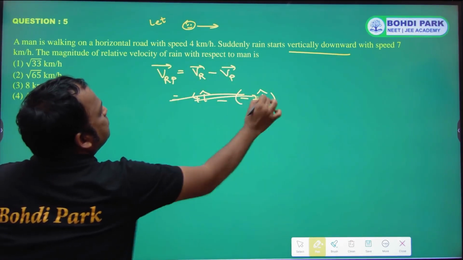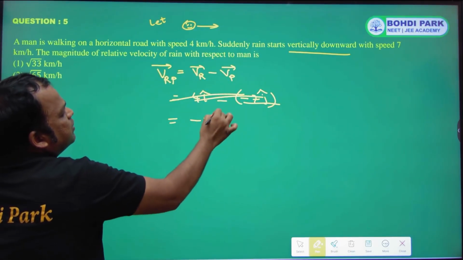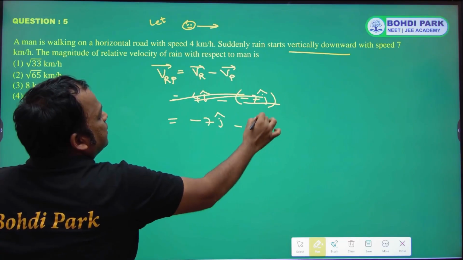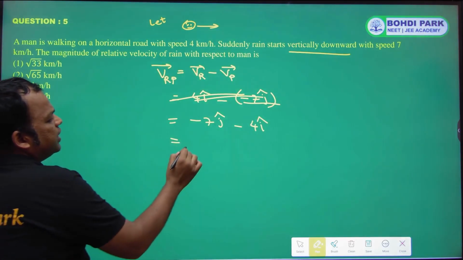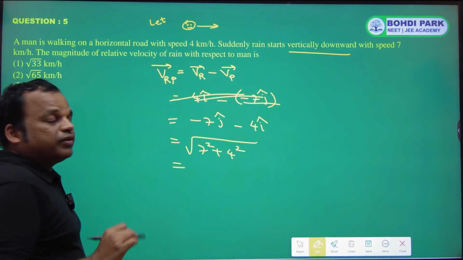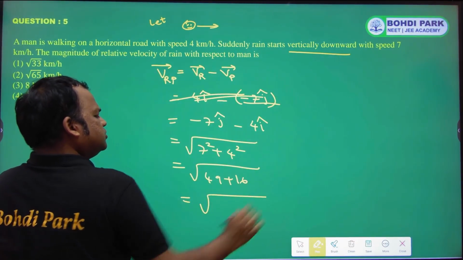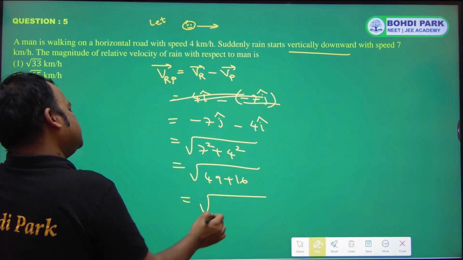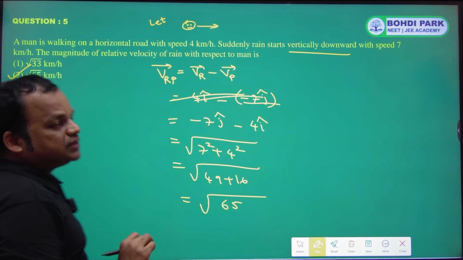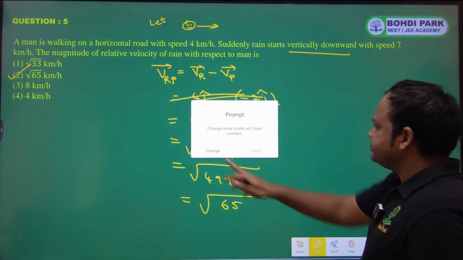Oh, sorry. The velocity of rain is equal to minus 7 j cap, and the velocity of person is 4 i cap. So the magnitude will be square root of 7 square plus 4 square is equal to 49 plus 16. So this is 65, square root of 65. Okay, second option. Okay, done. Now next question.